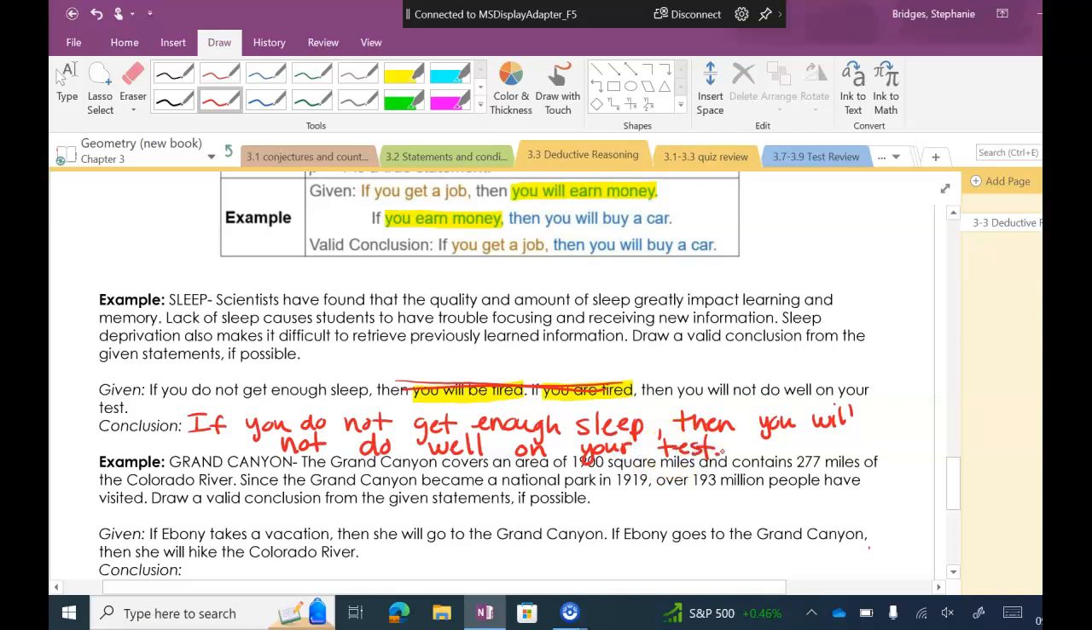So again, if the conclusion in the first statement matches the hypothesis in the second statement, then you can make a valid conclusion using the law of syllogism. If they do not match, you are not able to make a conclusion. You would just say not possible or not valid.